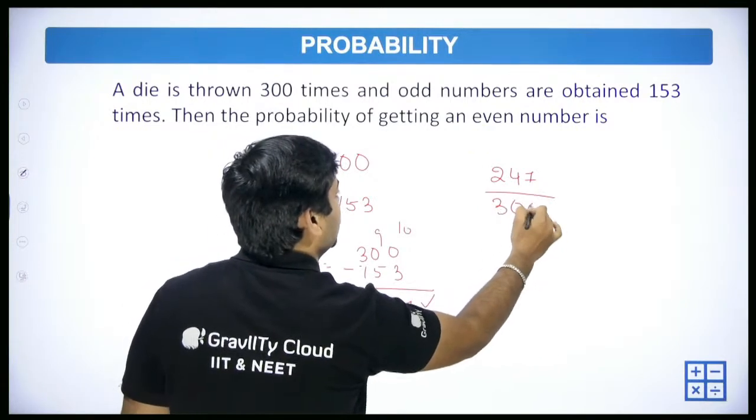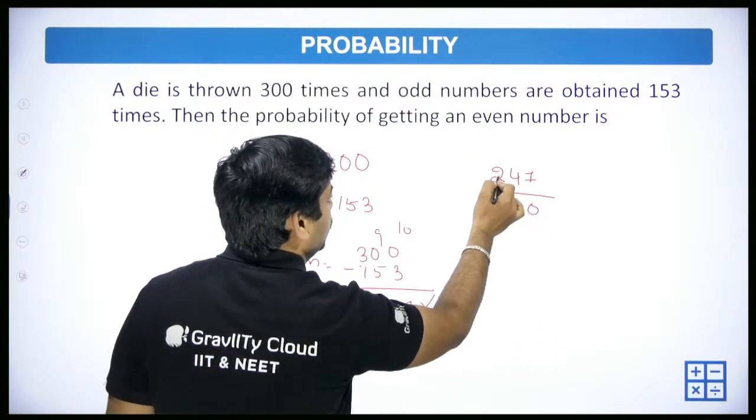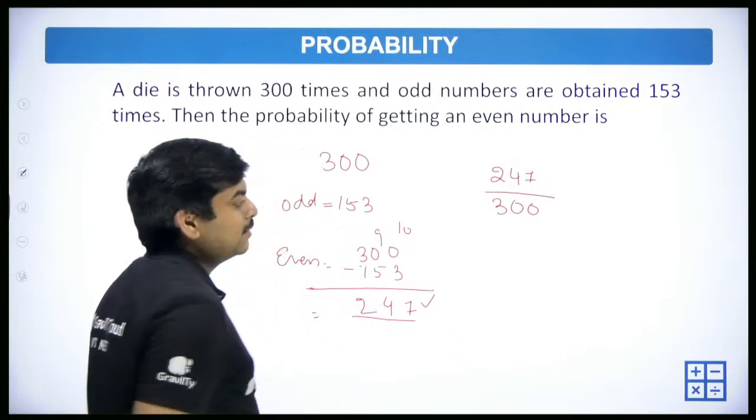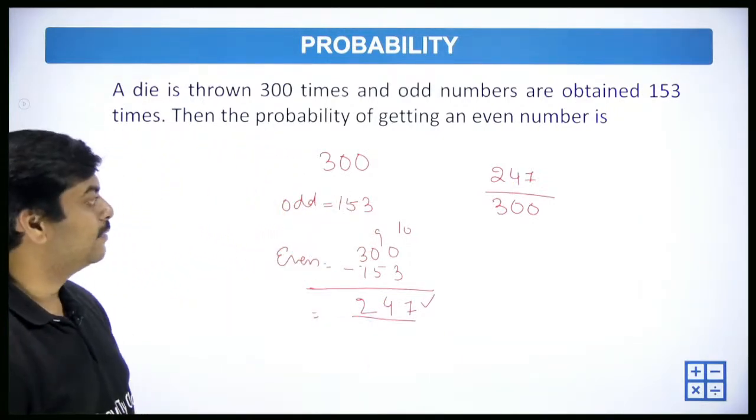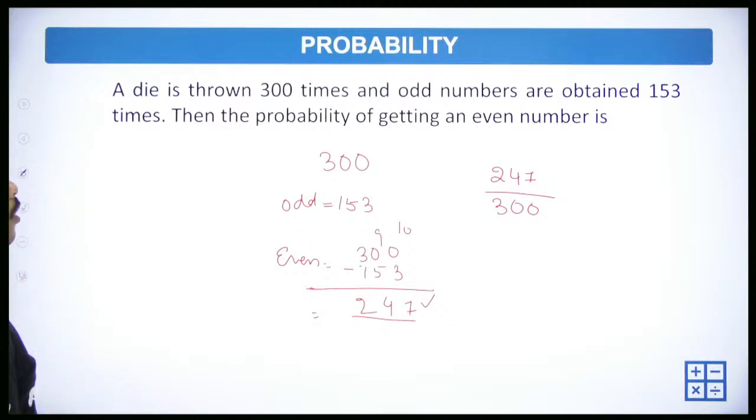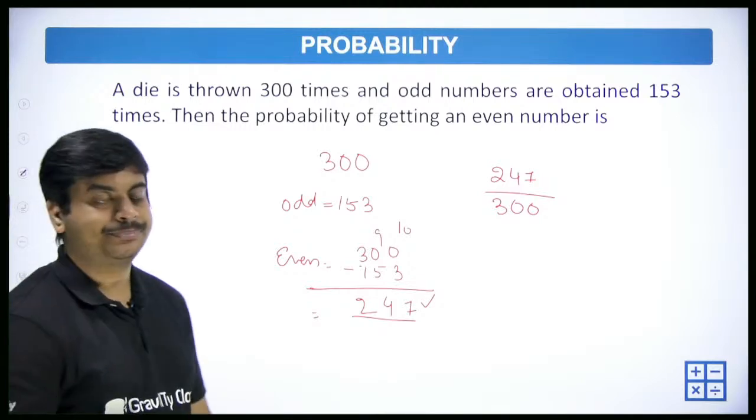If you can cancel, please try to cancel that. I don't think we can cancel by 5. But if you have any other common multiple, please try to cancel with that. Okay. So that is the probability of getting an even number.